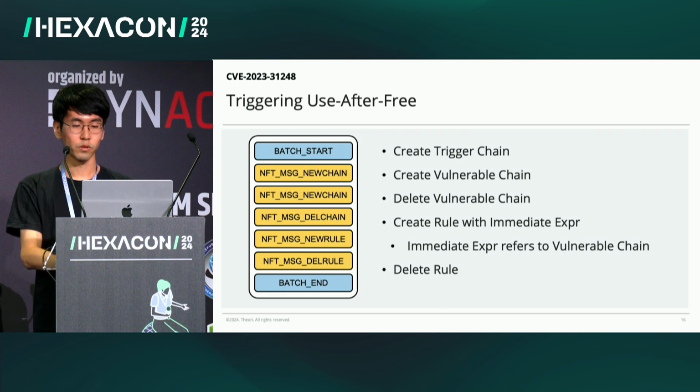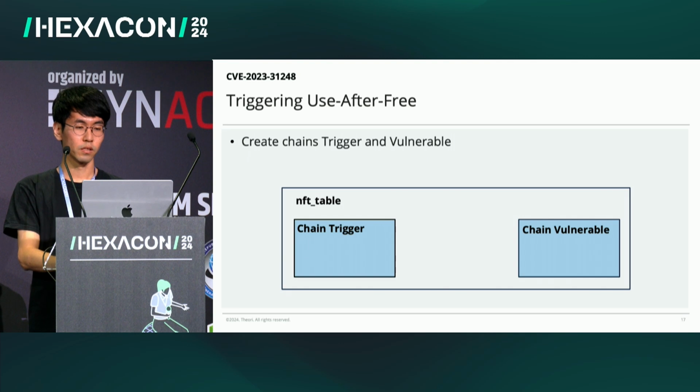Let's turn this bug into a UAF situation. To do this, we pass the batch commands to the kernel using sendmsg as shown in the slide. Create two chains, delete the chain, create a rule, and delete the rule. First, create two chains, trigger and vulnerable. The trigger chain will store a pointer to the vulnerable chain, and the vulnerable chain is the UAF target.